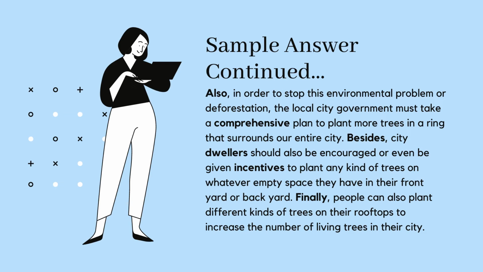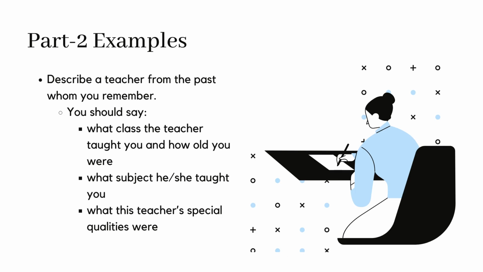Now, let us see another example. The prompt is, describe a teacher from the past whom you remember. And the cue questions are, what class the teacher taught you and how old you were. Second one is, what subject he or she taught you. And the last one says, what this teacher's special qualities were. Now, let us see the sample answer for this.